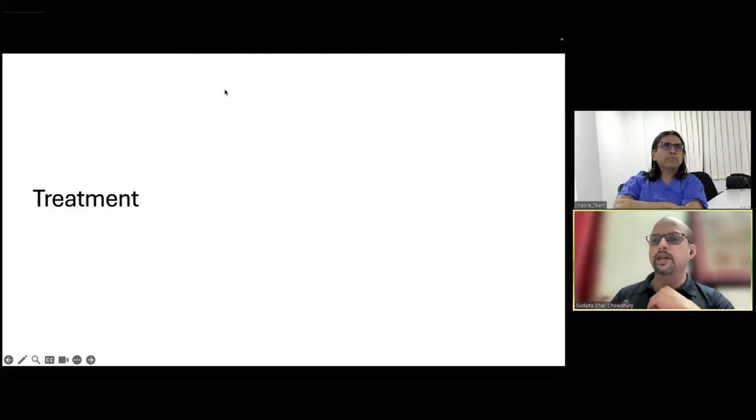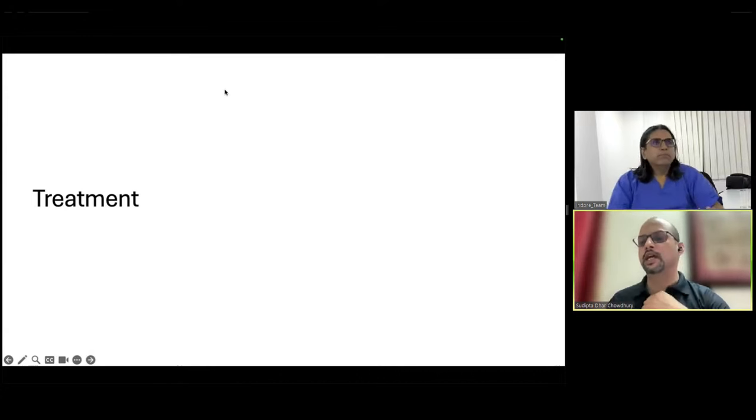So EUS, if you ask me where I will do it and where I will not do it, I will not do it if the patient is not fit for surgery, not planned for any therapy, or the cyst is determined to be benign. However, if there is a cyst which is more than 3 centimeters, and MRI shows possibility of septations, thickened septations, definitely I will go in and assist with the EUS.